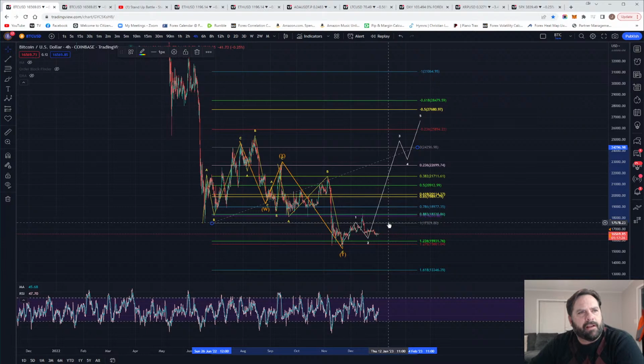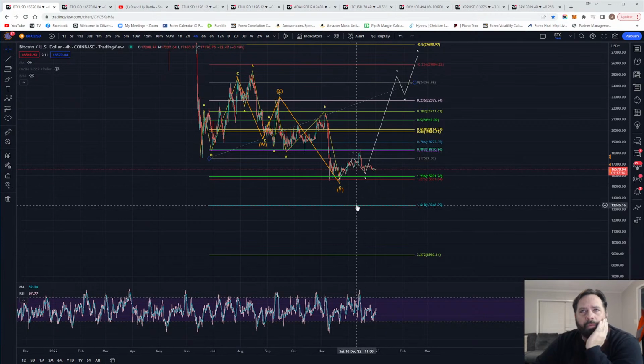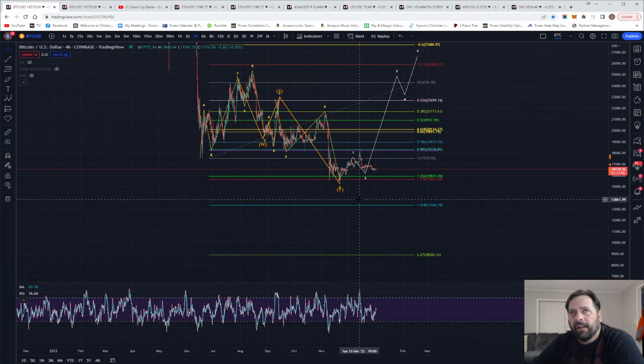I wouldn't say it's in play if it goes much. Actually, I've seen expanded flats go to the 1.618, no problem, and even a little bit beyond that. The 1.618 is where I'm like, if it goes beyond that much, I'm not a big fan. But I have actually witnessed and seen expanded flats that wick beyond the 1.618 retrace.